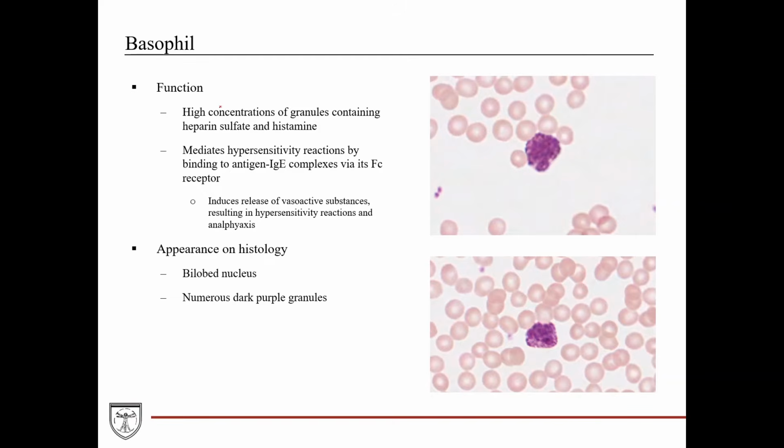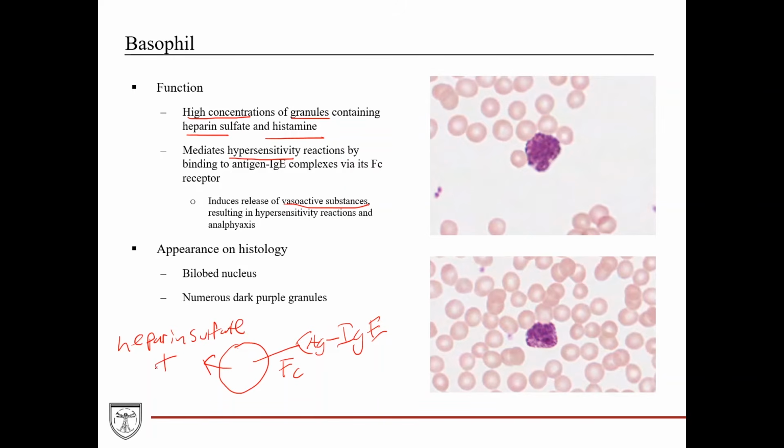Basophils are cells that contain a high concentration of granules containing heparin sulfate and histamine, and this plays into their function, which is to mainly mediate hypersensitivity reactions. They do this by binding to antigen IgE complexes via a receptor on their cell surface called Fc. So the Fc will bind to the antigen IgE complex. This will then induce the release of vasoactive substances, which include heparin sulfate and histamine. And then this will trigger hypersensitivity reactions and anaphylaxis.